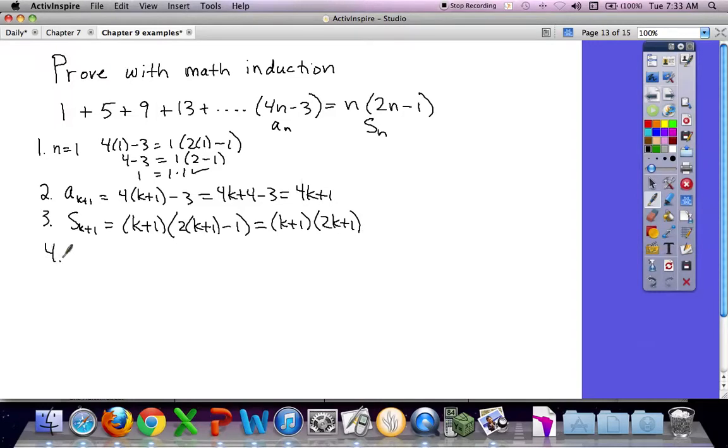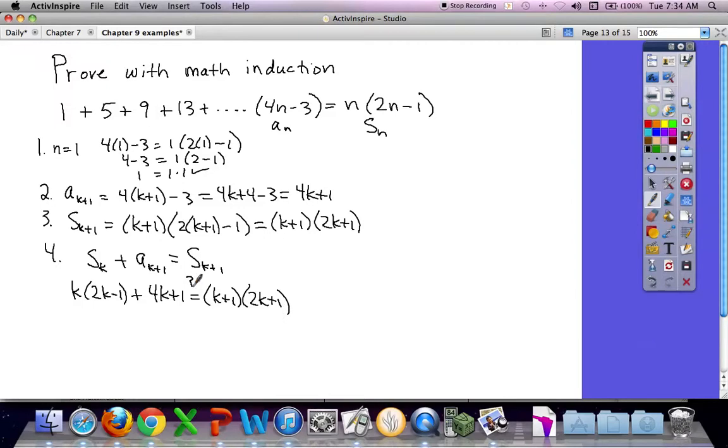Okay, it is definitely true in every case that if I take the sum of the first k terms in a sequence and I add the next term, that I should get the sum of the first k plus 1 terms. So what I'm going to do now is let's substitute for all three of these. Sk is what I get if I substitute k into that formula. K times 2k minus 1 plus ak plus 1 we just calculated. That's 4k plus 1. And sk plus 1 we just calculated. That is k plus 1 times 2k plus 1.